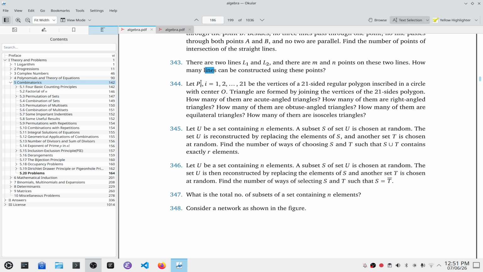Question 344 says that let Pi, where i is 1 through 21, be the vertices of a 21-sided regular polygon inscribed in a circle with center O. Triangles are formed by joining the vertices of the 21-sided polygon. How many of them are acute angle triangles? How many of them are right angle triangles? How many of them are obtuse angle triangles? How many of them are equilateral triangles? And how many of them are isosceles triangles?